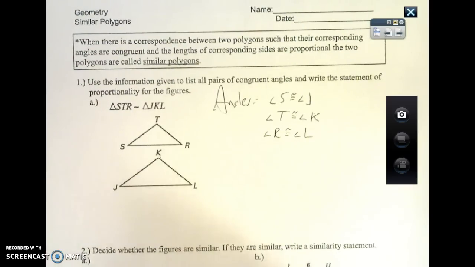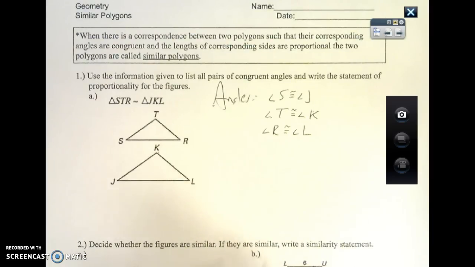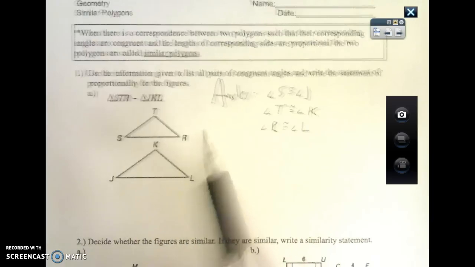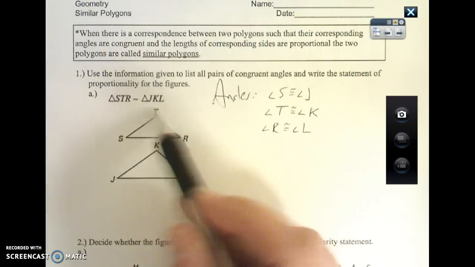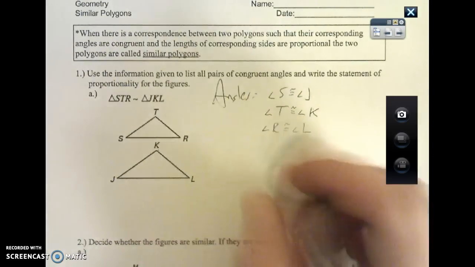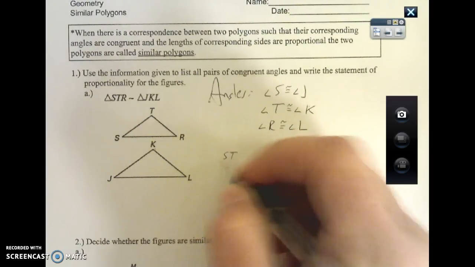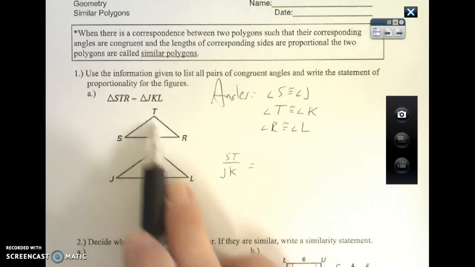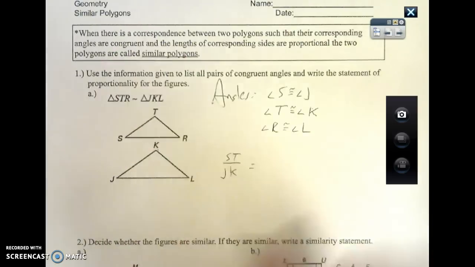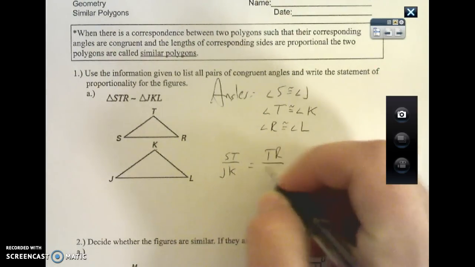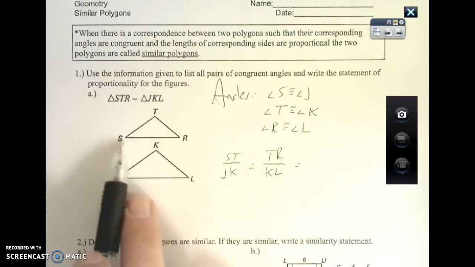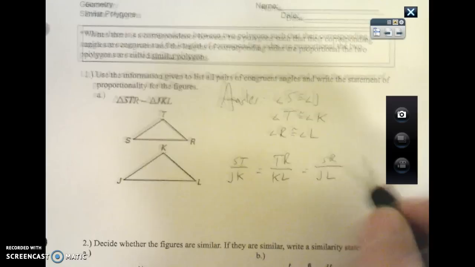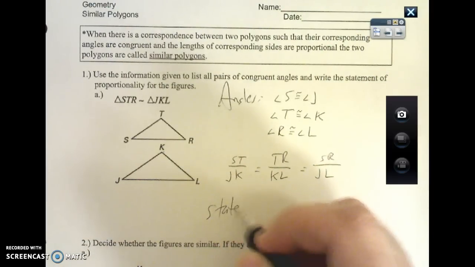Now, statement of proportionality, what this means is I'm going to compare all of my sides. The only thing to be careful about here is you have to be consistent. So I'm going to go from small to big. ST is compared to what over here? JK. I'm not just kidding about that. Sorry, I can't resist. Now pick a different side up here. How about TR? What's that compared to down here? KL. And lastly, my third side, SR, JL. This is known as the statement of proportionality.